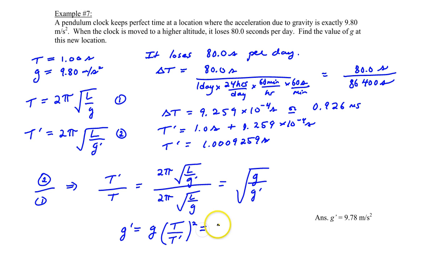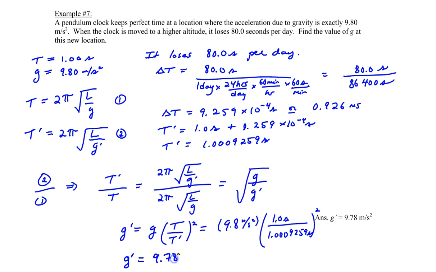So let's go ahead and substitute our numbers in. We have 9.8 meters per second squared times the period of 1 second divided by 1.000929 seconds, all that squared. And that gives you a new acceleration due to gravity of 9.78 meters per second squared. And that's it for example number 7.